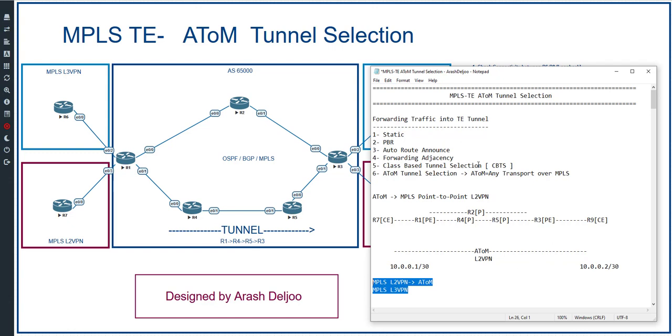If you learned about these two types of VPN in the previous course, it may be useful to you. And if you didn't learn about these two types of VPN, you can just cooperate with me to configure the scenario, and at the final stage you can follow me for AToM tunnel selection, because first we need to have two tunnels, layer 3 VPN, for example, and layer 2 VPN, and after that we can talk about the AToM tunnel selection.